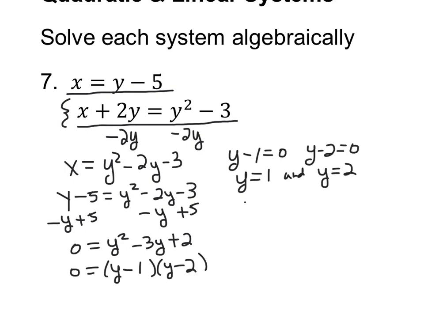All right, so here you can see I found the two values that will multiply to give me a positive 2, but add to give me a negative 3. So those values are negative 1 and negative 2. And so I factored this out, y minus 1 times y.